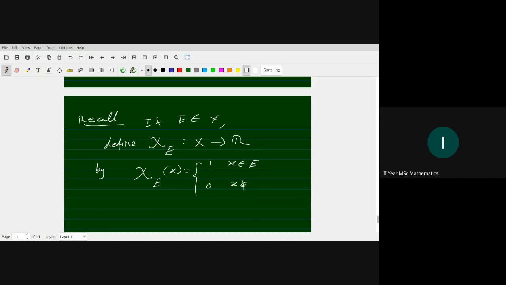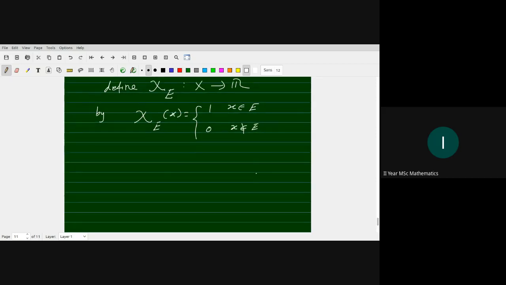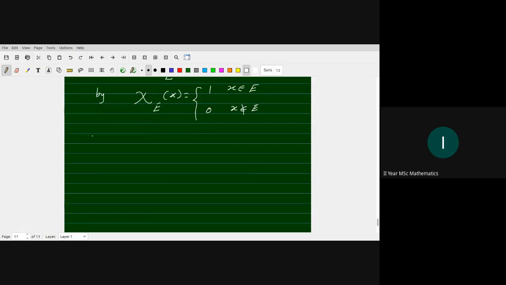0 if x does not belong to E. Okay. Then the simple function can be written as a linear combination of characteristic functions.